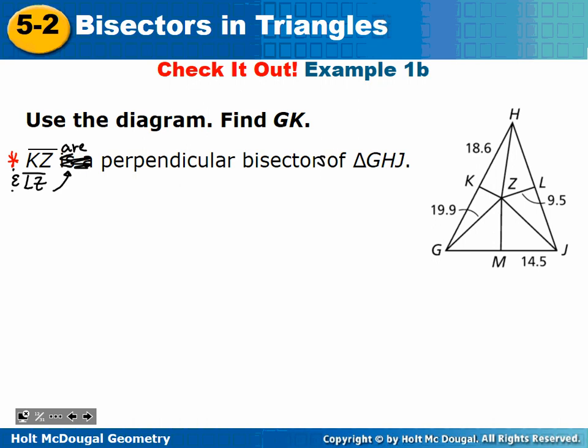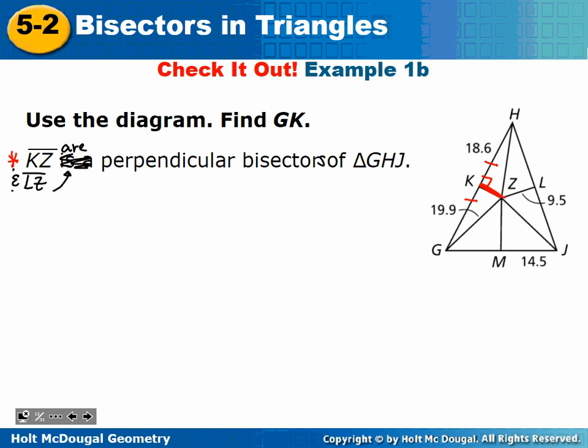Okay, then go to your picture and mark what that's telling you. So KZ is a perpendicular bisector of the triangle. That means I should be able to draw a right angle box on the side of the triangle. And what two pieces should I be able to mark congruent? Very good. GK and HK, a perpendicular bisector of the side of the triangle.